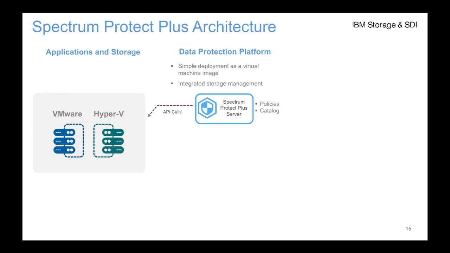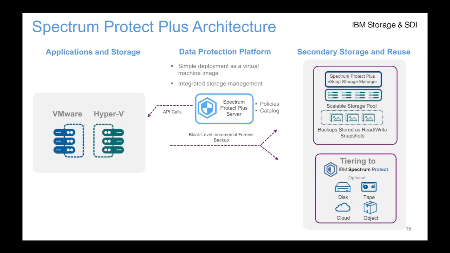The Spectrum Protect Plus management server communicates with the virtual environment by leveraging API calls. All operations here are agentless. The API calls are used as part of the backup mechanism to schedule policies and also hold a metadata catalog. Protect Plus then kicks off a block level incremental forever backup to the vSnap storage pool. Each backup is stored as an immutable snapshot, and each copy can be leveraged as a full recovery point.